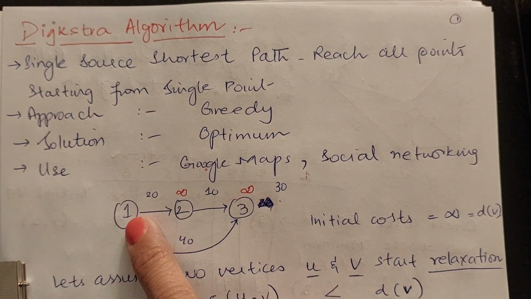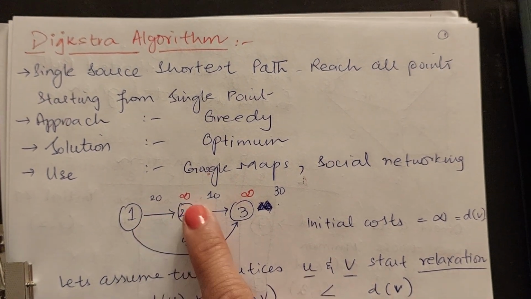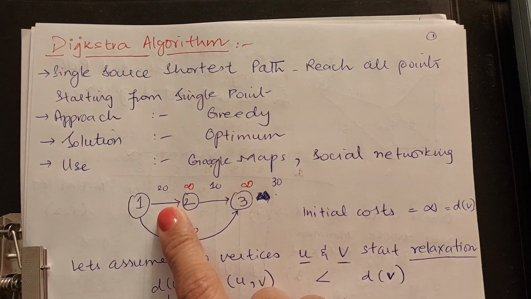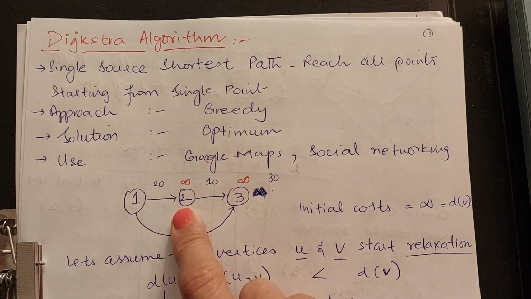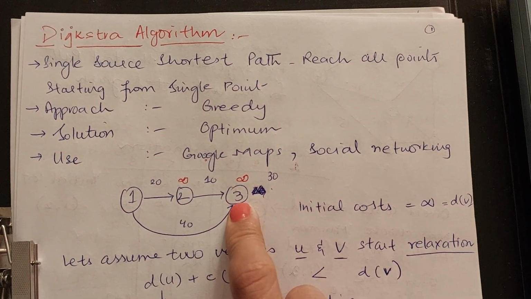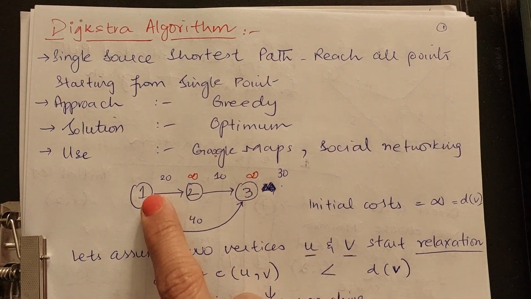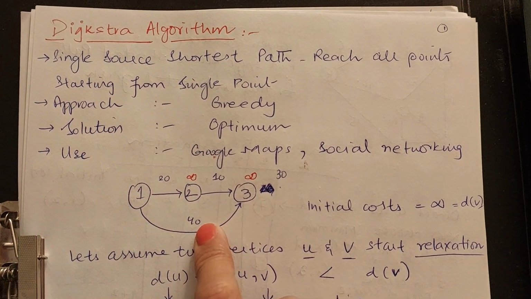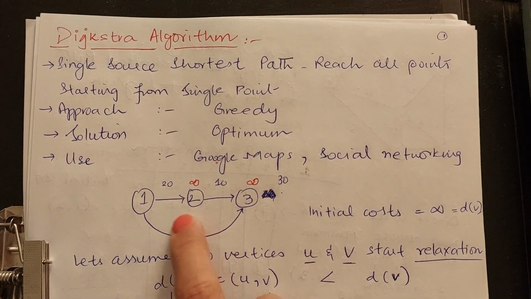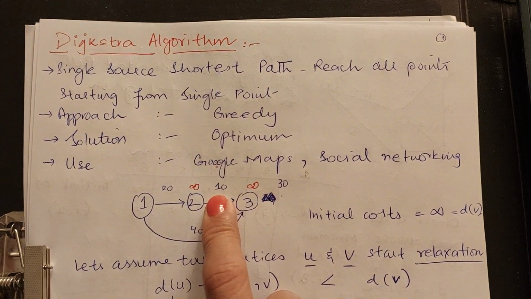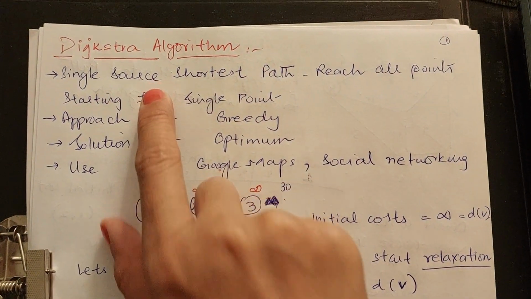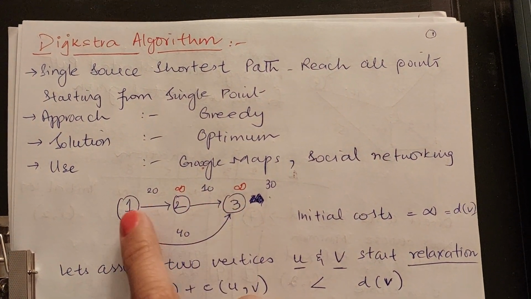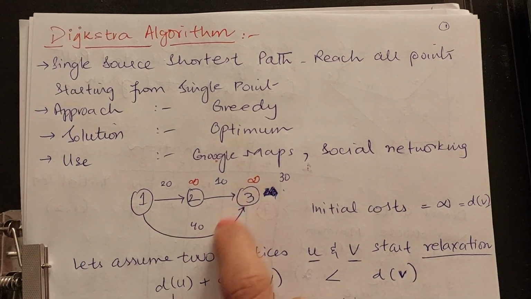For example, you are standing on point 1 and you want to reach point 2. Then you have a cost, or you can say the distance is 20. Similarly, when you are standing on point 2 and you want to reach 3, your distance is 10. And if you do not want to go via 2 to 3, you want to go directly to 3, then your cost is 40. But we do not know which is the shortest path. We want to start from the single source and get the shortest path to reach, for example, 3. We do not know right now whether this is the shortest path or this is the shortest path.